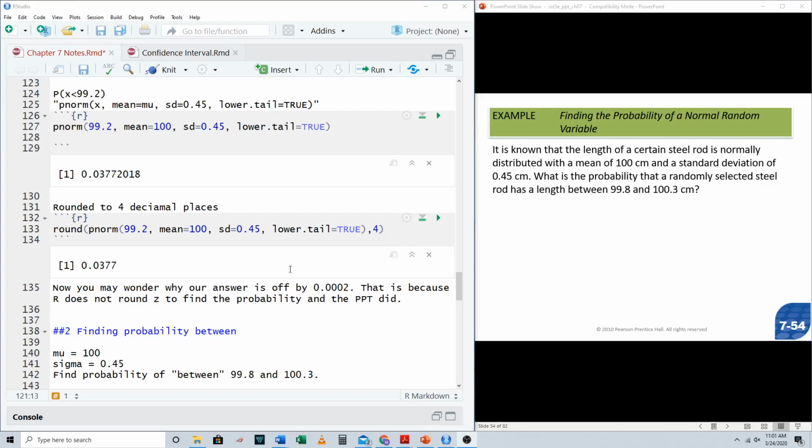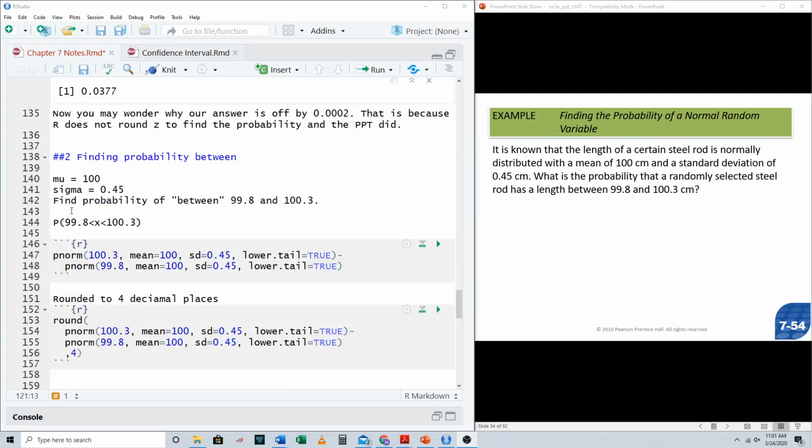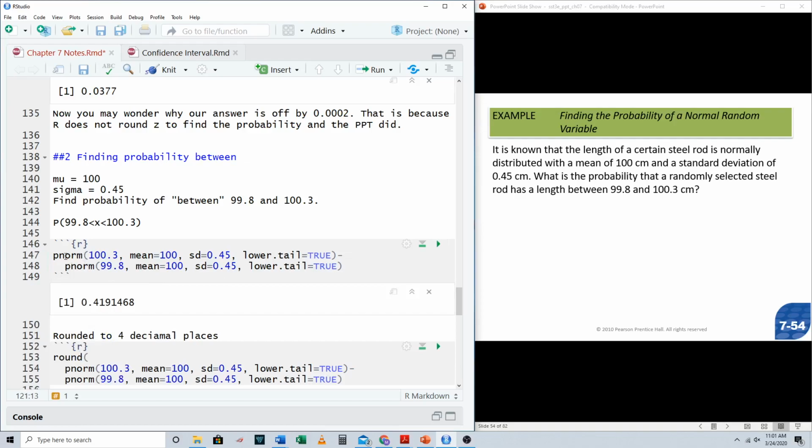All right, so the next question is about finding the probability between two values. The setup is pretty much the same. Between, just like before, we would do the larger one minus the smaller one. So P norm of the larger value minus P norm of the smaller value.